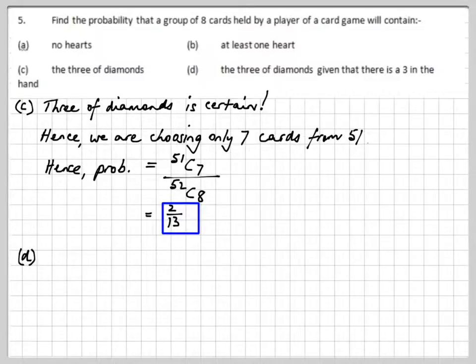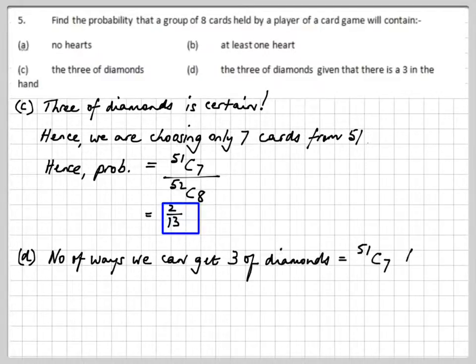This one looks really hard, but it actually isn't very hard when you see how to do it. The three of diamonds, given that there is a 3 in the hand. Well, look, the number of ways you can get the three of diamonds is 51C7 from above. Now, what that given thing does is basically a sheep in wolf's clothing. It's not all that difficult. The given just means we narrow the field down to whatever they've told us.